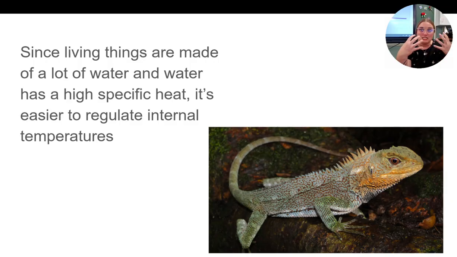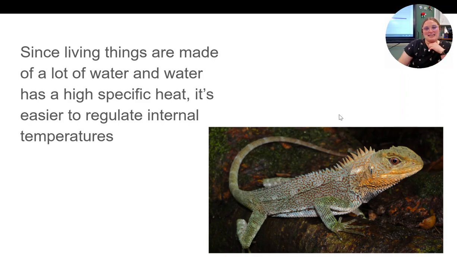So we are made of 70% water, right? And again, water has a high specific heat, okay? So we are really good at staying at, I think it's supposed to be like 97 point something. Our internal temperature, when you go to the doctor, they're like, your temperature's good, you're great. Oh, you have a fever. Oh, your temperature's low, right? So water has a high specific heat, and that makes it easier to regulate our internal temperatures, okay?